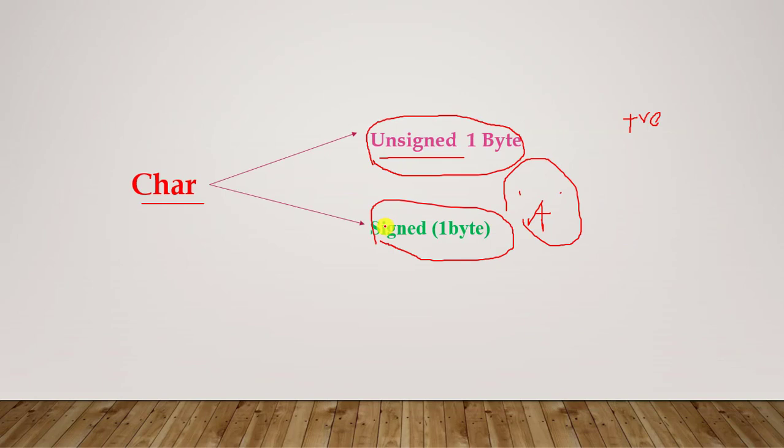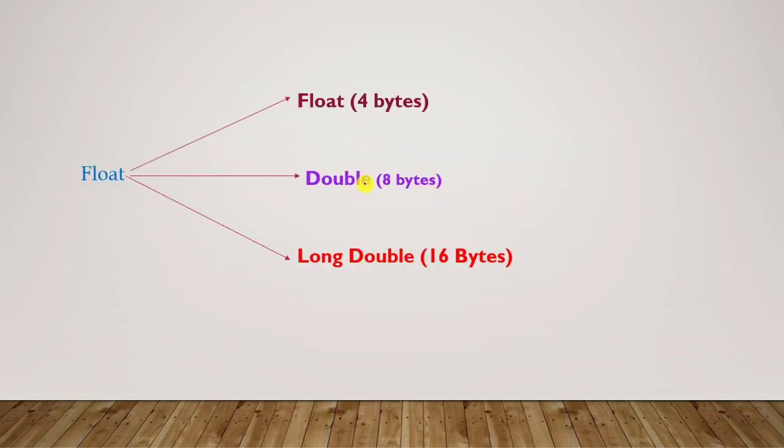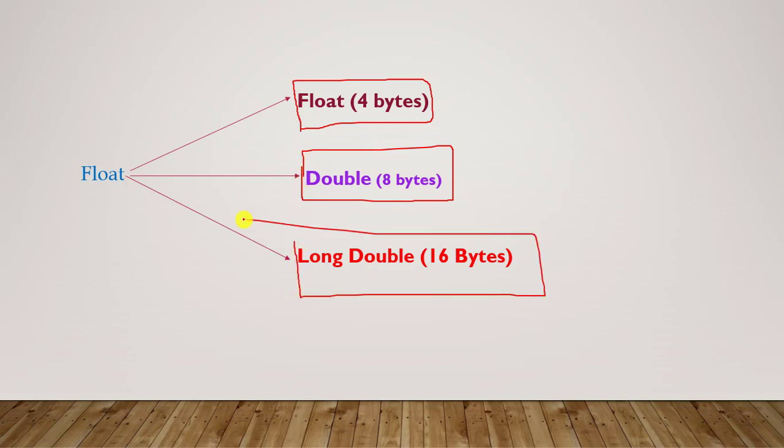Then the next data type is float. This float can be divided into 3 types. You can use the data type as float, or you can use the data type as double, or you can use the data type as long double. So what is the use of this data type float? It can be divided into 3 parts.